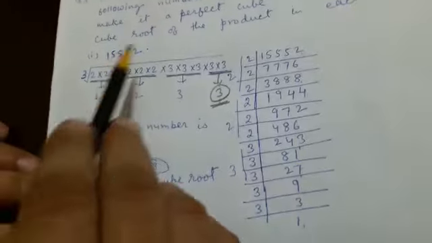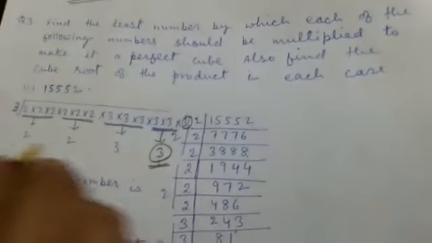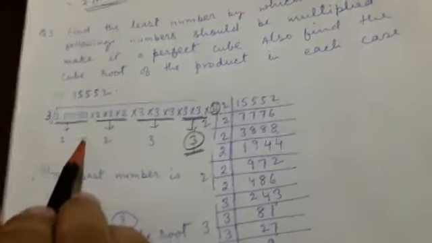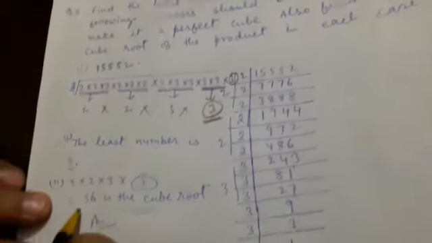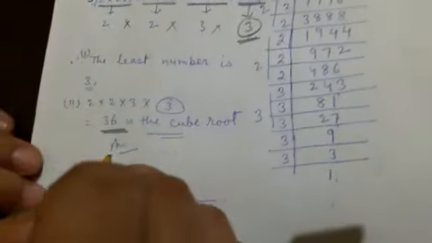And dear students, in the next part, what will be the cube root? Now after multiplying by 3, let us multiply all these numbers. 2 times 2 is 4, 4 times 3 is 12, 12 times 3 is 36. Therefore 36 is the cube root of the product. This will be our answer.